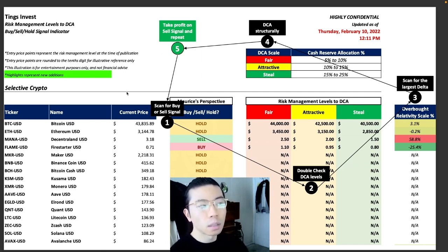This is a relatively defensible method for you to generate consistent return. So it's a 5-step process, relatively simple. Again, you go through step 1, step 2, DCA levels, step 3, look at the biggest delta, step 4, DCA structurally, and step 5, take profit and repeat the money loop cycle that we're talking about.